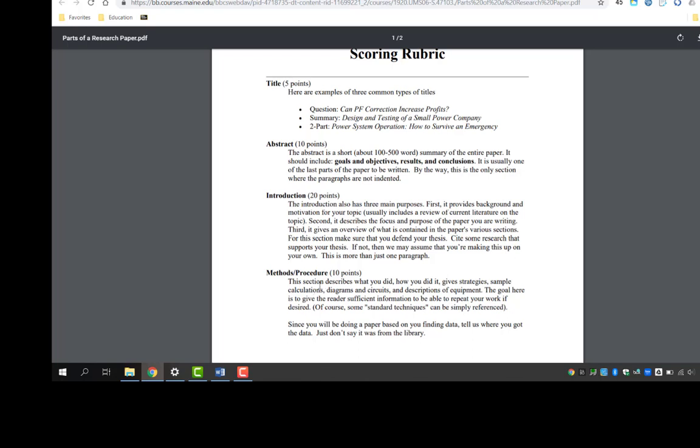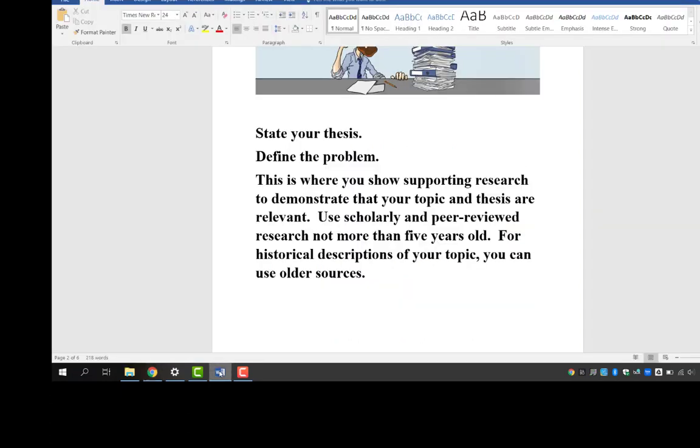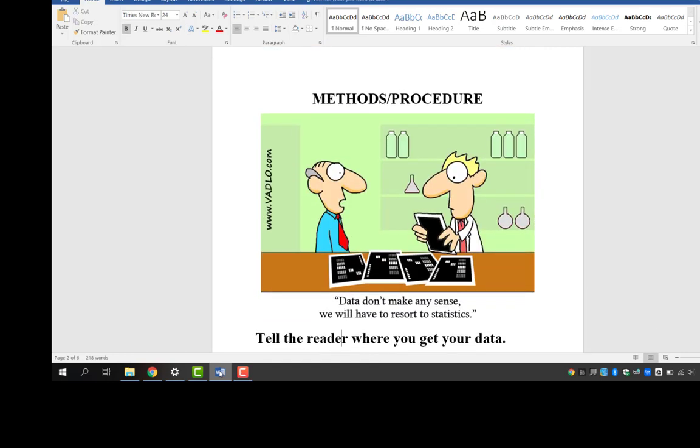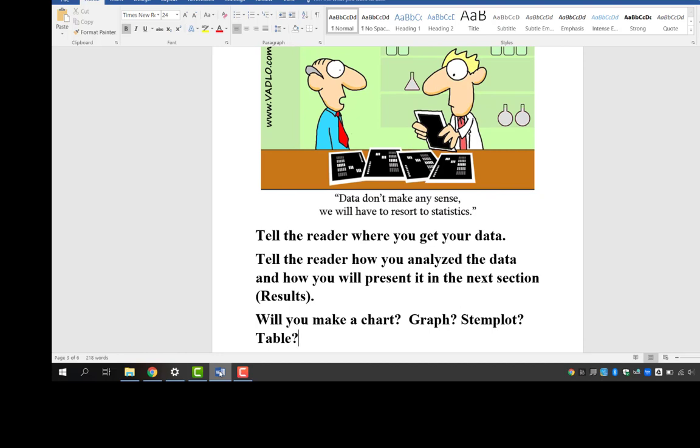And this is the methods and procedure. So what you're going to do is tell us what you did, how you did it, and give us the strategies. So let me just show you in a more simplified form the next section on methods and procedures. You're going to tell the reader where you got your data. Okay, and remember data is plural. So make sure you write that correctly in your paper. How you analyze the data and how you will present it in the next section, which is the results.